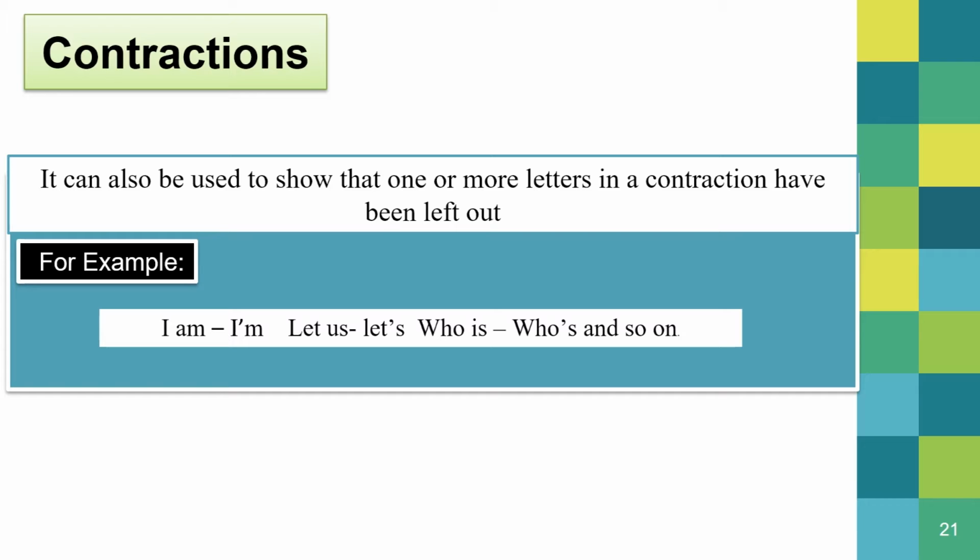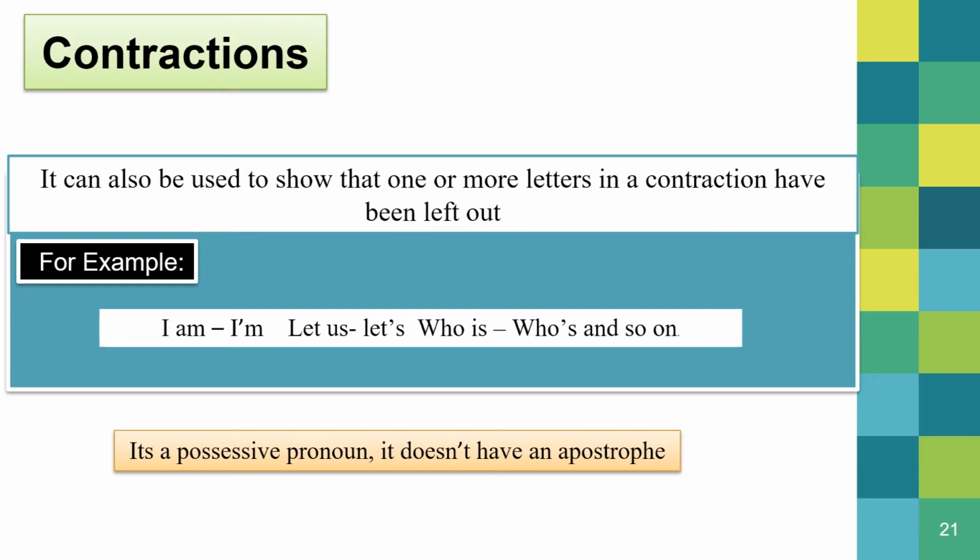The list is too long, but by reading the above examples, it must be clear to you what I am talking about. But keep it in mind, it's is a contraction for it is. On the other hand, its is a possessive pronoun, and it does not have an apostrophe.